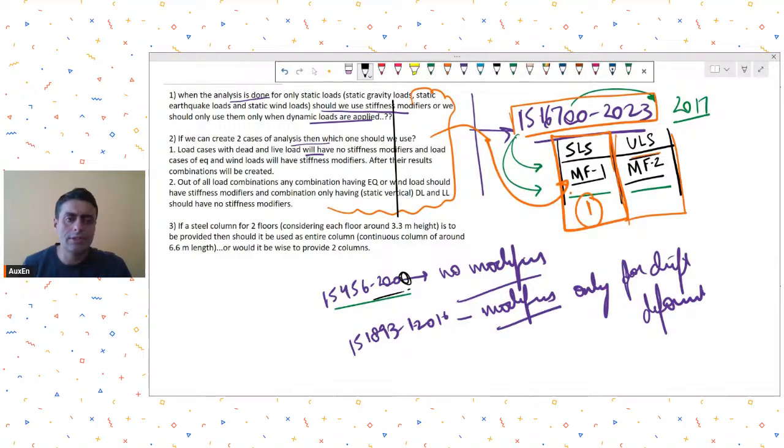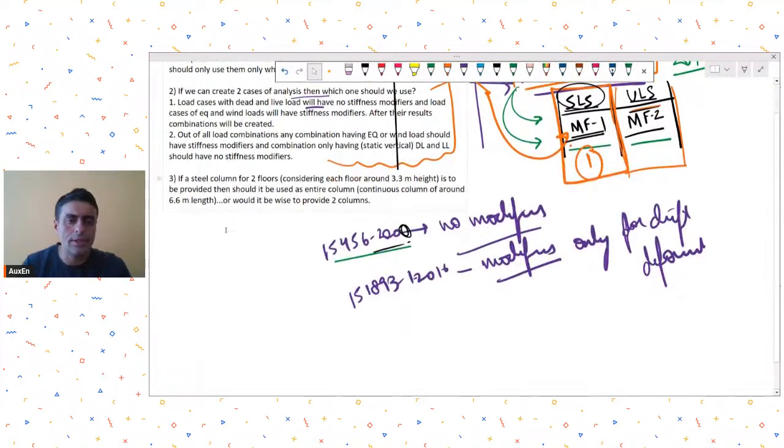If you are using 16700, the simple thing to remember is that there will be two sets of modifiers given. If you are doing service limit state checks, one set of modifiers. If you are doing ultimate limit state, a second set of modifiers. I hope that answers the query.